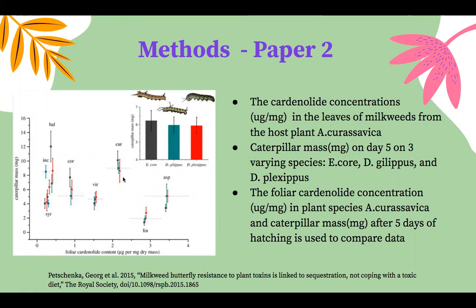And then for paper 2, I used the foliar cardenolide content with A. curassavica on caterpillar mass of 3 species, D. ecor, D. gillipus, and D. pelixpus on day 5, which was kind of different from day 9.